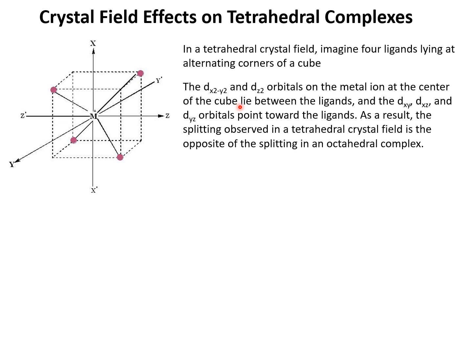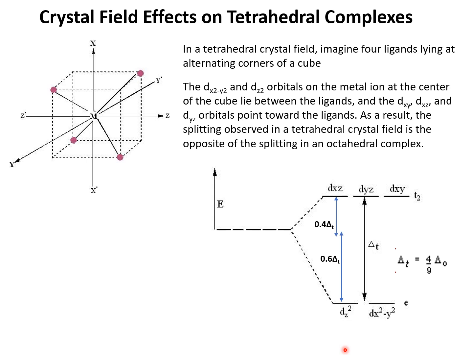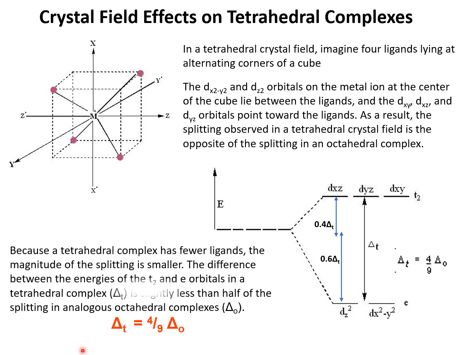Here the dx square minus y square and dz square orbitals are at the center of the cube, which lie between the ligands, and the dxy, dyz and dzx orbitals point towards the ligands. As a result, the splitting observed in a tetrahedral field is opposite to that of the octahedral complex. In an octahedral complex, T2G occupies the lower energy state, whereas EG is higher energy. In tetrahedral, it is exactly the reverse: EG is the lower energy state and T2G the higher energy state. The reverse diagram you have to draw.